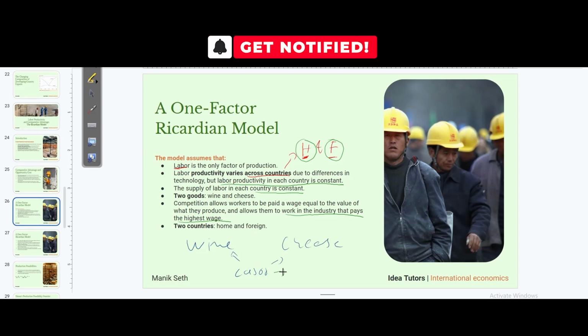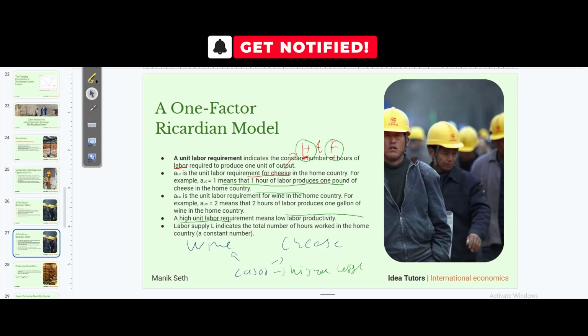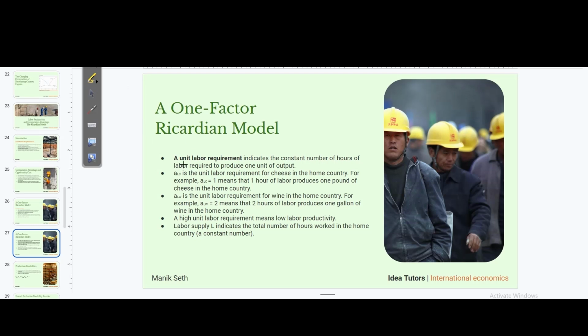So we have two countries, the home country and the foreign country. A unit labor requirement indicates the constant number of hours of labor required to produce one unit of output. When we talk about a unit of labor, it is in hours: 1 hour is 1 unit of labor. As we can see here, we have aLC. What is aLC? aLC is the unit labor requirement for cheese in the home country. aLC is labor for cheese.